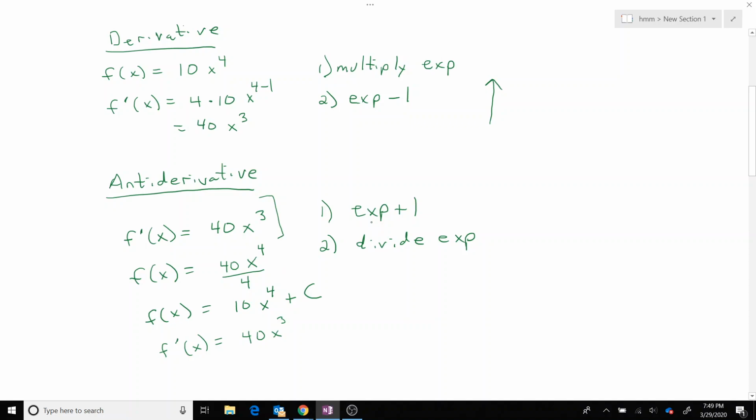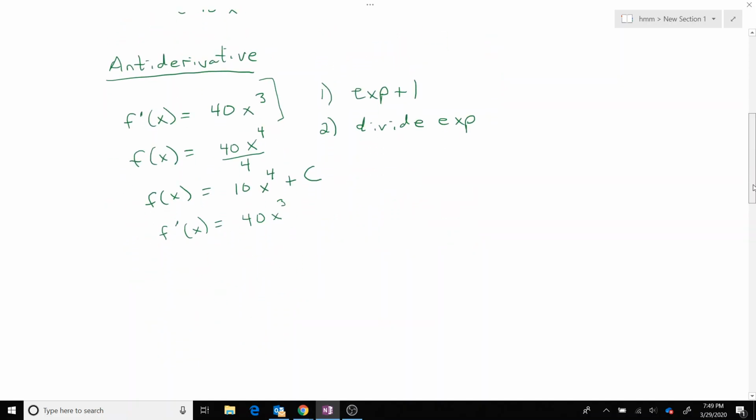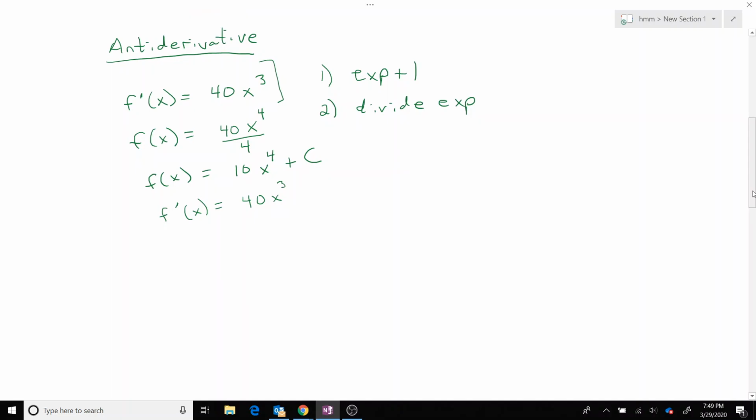So when we take an antiderivative, we're going to add 1 to the exponent, and then we're going to divide by the exponent. Those are the steps that we're going to take whenever we take an antiderivative. So let's keep those up there. You might want to put those in your notes. We're going to do some practice here, and we're going to try to take some antiderivatives.